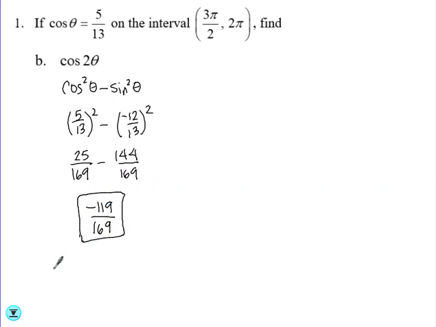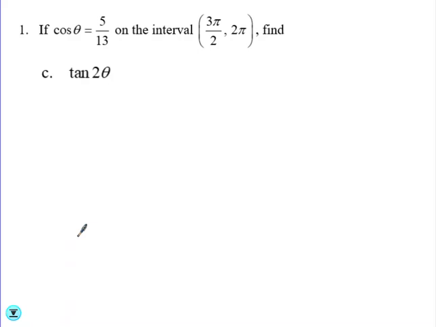All 3 of the identities should give us the same answer. If we were not told what quadrant this angle is in, and we weren't positive what sine of theta was, we could have used the identity that only used cosine of theta because that's what we're given in the problem.